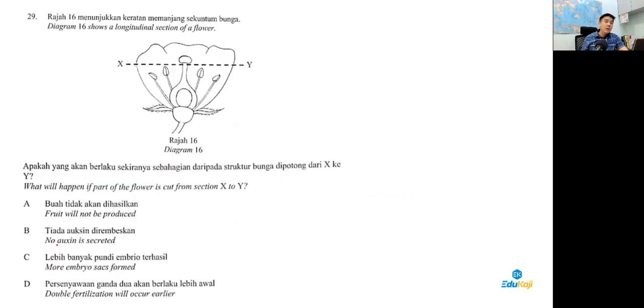So 28 is from chapter 6 and 29 is still from chapter 6. What will happen if it's cut X to Y? Meaning, if you cut the stigma, it means that fertilization cannot occur. Fruit cannot be produced. 29A. Because the pollen grain cannot land, guys. Pollen grain cannot land. The bunga tak boleh sampai stigma.